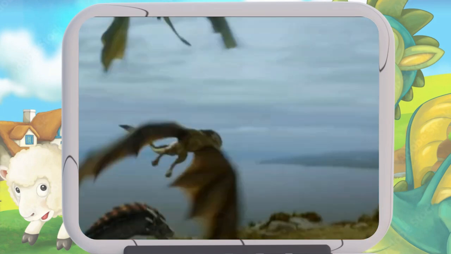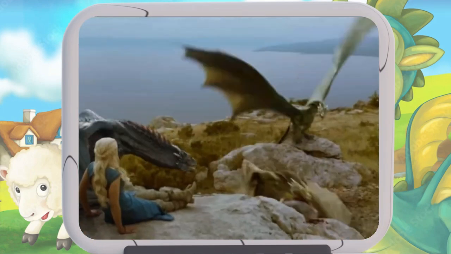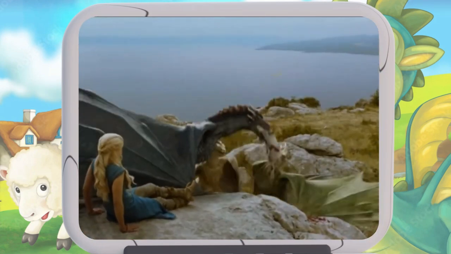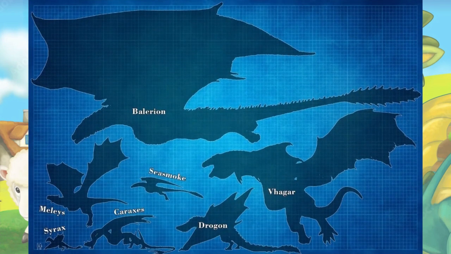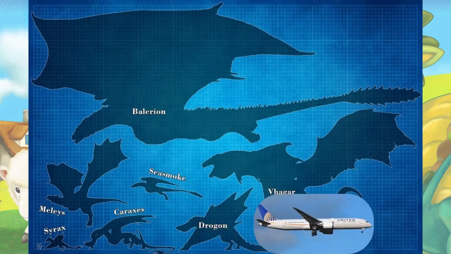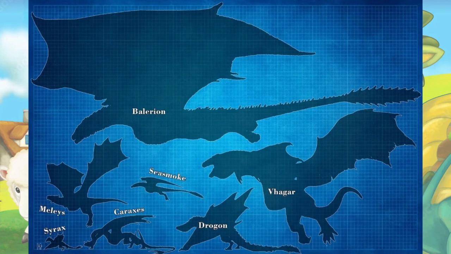Finally, we apply Kleiber's law to estimate the number of sheep a dragon needs to eat daily. The weight of a dragon can easily be larger than that of a blue whale. For instance, Drogon is estimated to be the size of a Boeing 787 airplane and can weigh over 250 tons. Vhagar is a much larger dragon, 3 times the size of Drogon and likely weighing 10 times more.